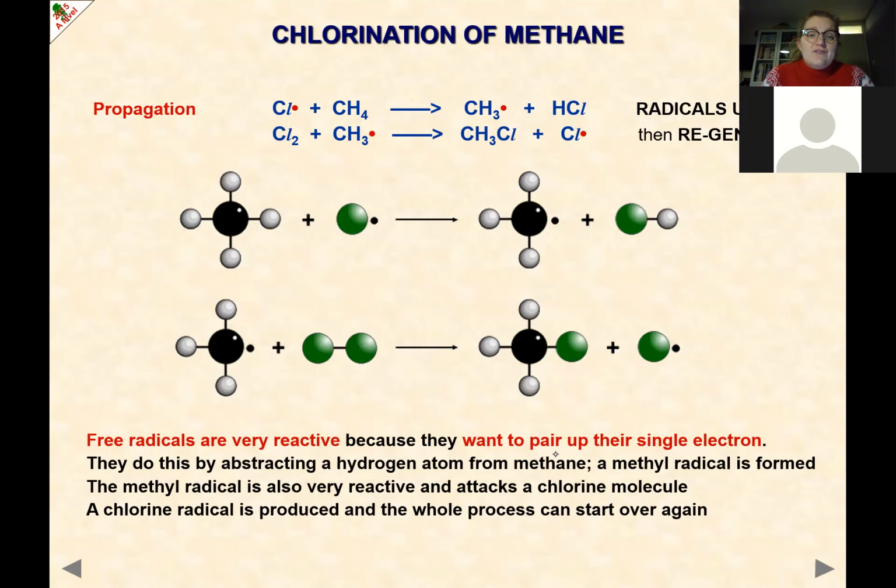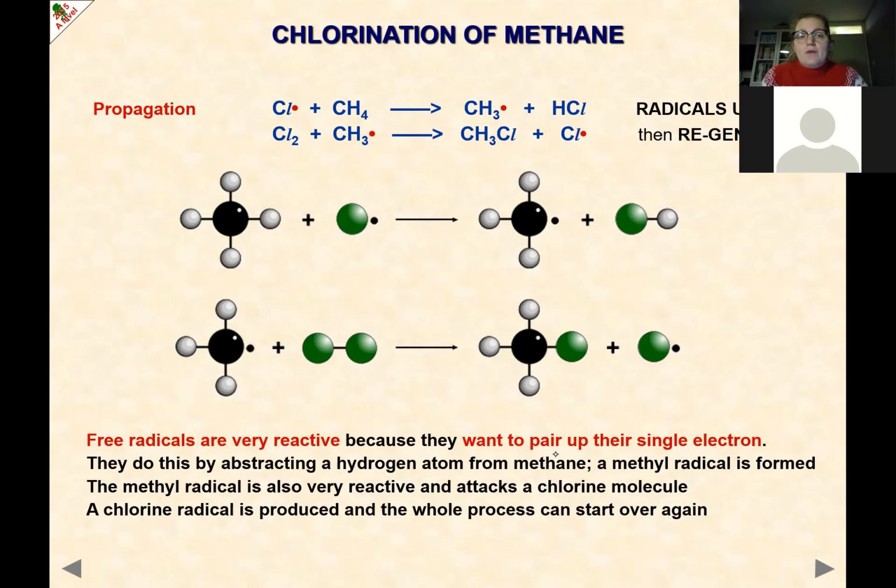So free radicals, as we said, are really reactive. So what happens is we've got a chlorine free radical, and it reacts with CH4 because they want to pair up and share their electron, the single electron. They don't want to be on their own. So it abstracts a hydrogen atom from methane, so basically they join with a methane, they get a hydrogen atom, and then a methyl radical is formed. Methyl radical, as we can probably guess, is also very reactive and attacks a chlorine molecule. And a chlorine radical is produced and the whole process can basically start over again.